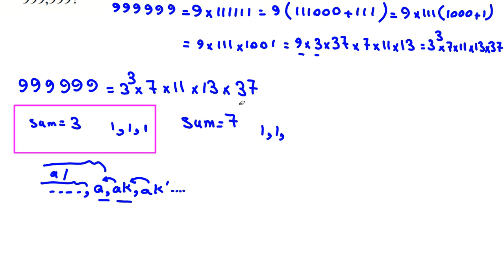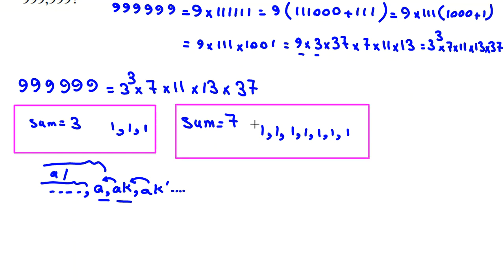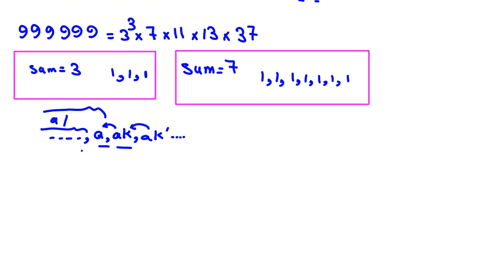And because 7 is a prime number, the only possible case is that we have 1, 2, 3, 4, 5, 6, 7, only these seven ones. Now we've understood that if the sum equals p, where p is prime, we should have p ones. Now let's consider, for example, sum equal to 3 times 7, which is 21.